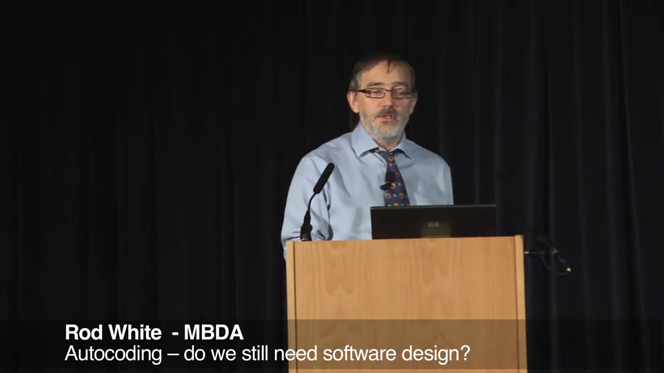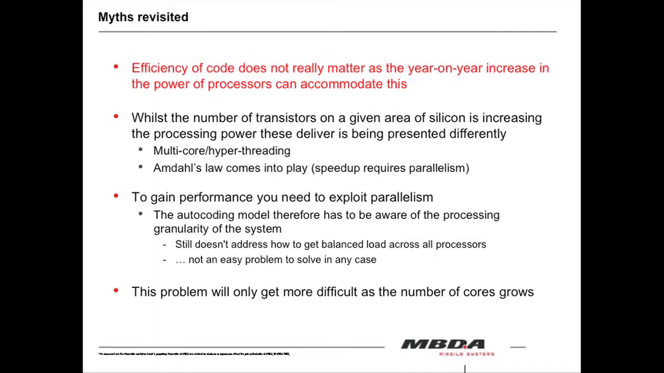Right, so there's some issues to do with autocoding. If I go back to the myths, some of the comments I make here will not be specific to autocoding, but they're quite important in a way. So, as processors get faster, we can accommodate poor efficiency in code. Well, that just encourages bloat, to be honest.